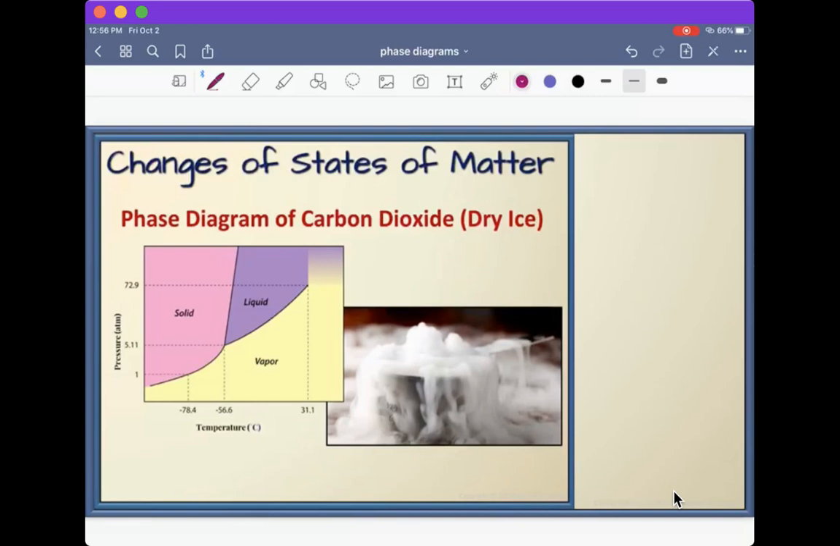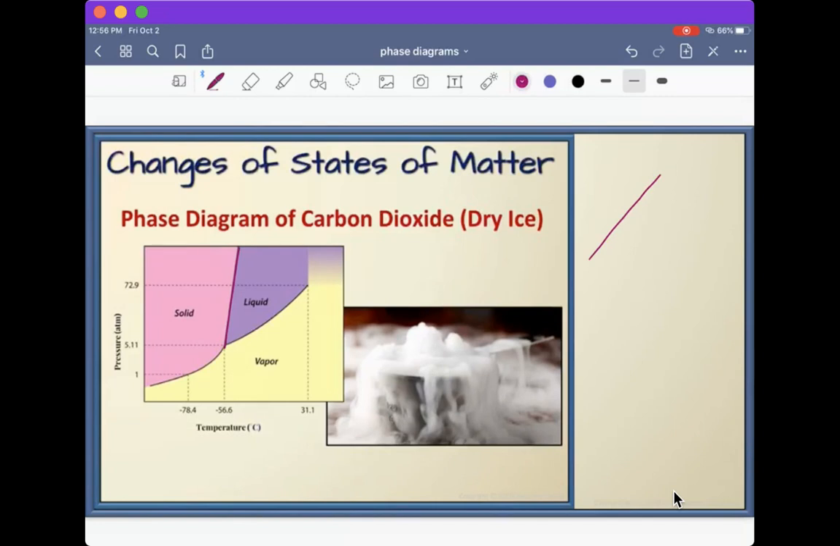Right, so here is a phase diagram for carbon dioxide, also known as dry ice. We can see we've got some numbers on here, and we can do some analysis of our phase diagram. One thing I want to show you is I want you to notice the solid-liquid line. You see how that's kind of a forward positive slope.